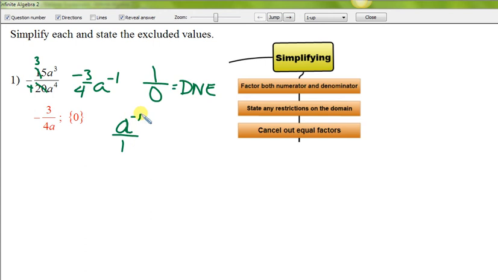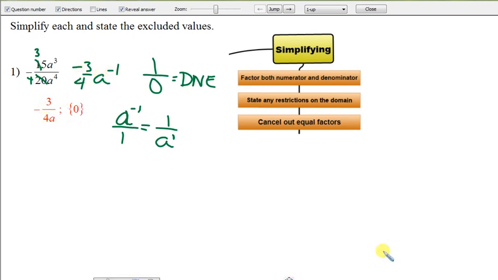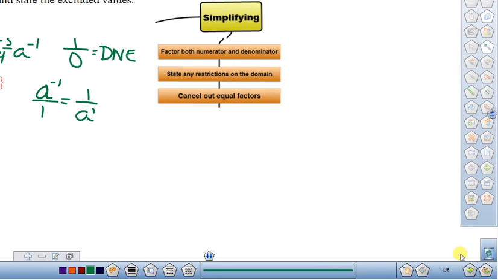If you want to make this a happy exponent, you just move its position in the fraction. So if it's already in the numerator, if you want to make it happy, you're going to push it to the denominator, and vice versa. So all in all, that's why this answer equivalent is negative 3 over 4a. Let's look at the next question.